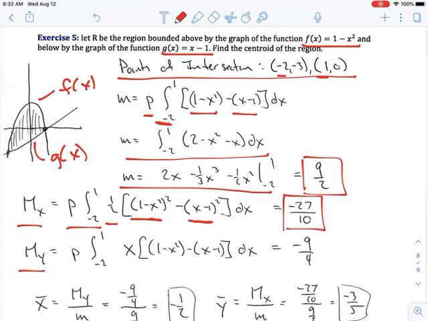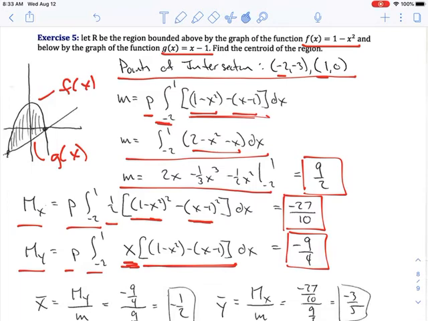Then the y value of the moment is the density from negative 2 to 1 of x times the difference. Same thing that we did up here. So this is going to be this times x. Don't forget to multiply it by x. And so, again, you're just going to have a polynomial. Find the antiderivative of each term of the polynomial, term by term, and you end up with negative 9/4. And then we just put those all together.